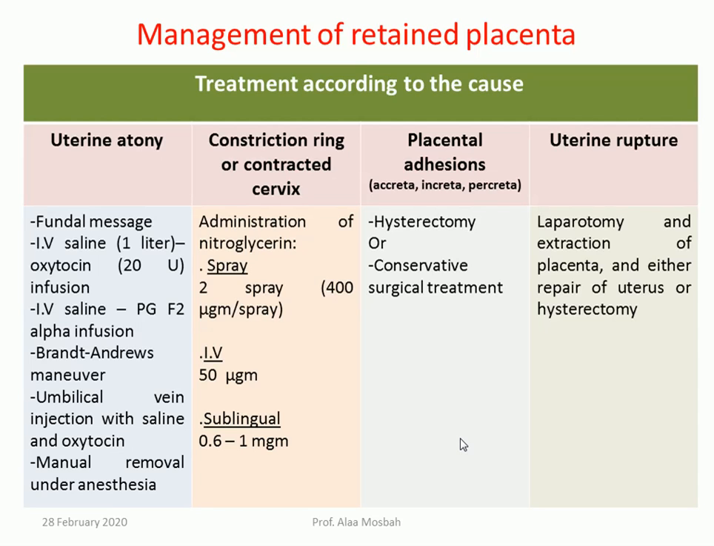The fourth main cause is uterine rupture. In case of uterine rupture, we should do emergency laparotomy and extraction of the placenta from the abdomen, and then either repair of the uterus or do hysterectomy.